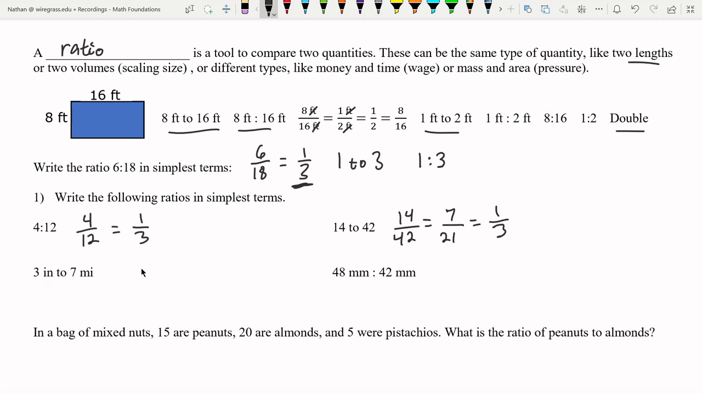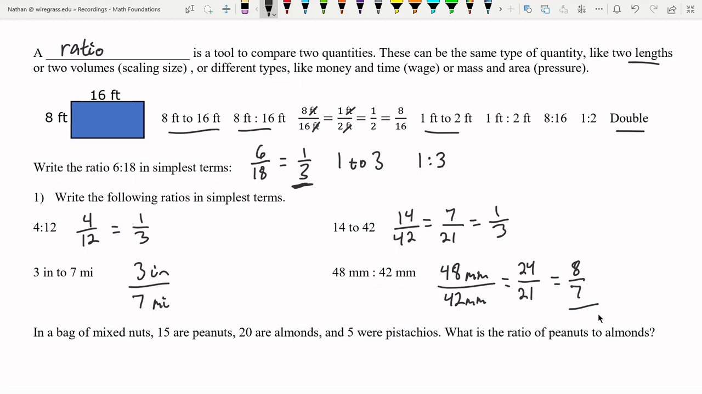Here I have 3 inches to 7 miles, so I'm going to write it as 3 inches to 7 miles. And this one says 48 millimeters to 42 millimeters. This one can be reduced by 2, which is 24 to 21. I can divide top and bottom by 3. That's going to give me 8 to 7. I can write it as 8 millimeters to 7 millimeters or 8 to 7. Either one of those works for writing the ratio, but this is fine for what we wanted to talk about.